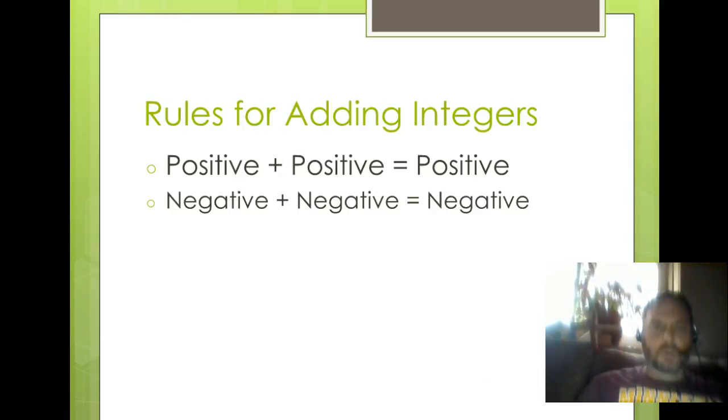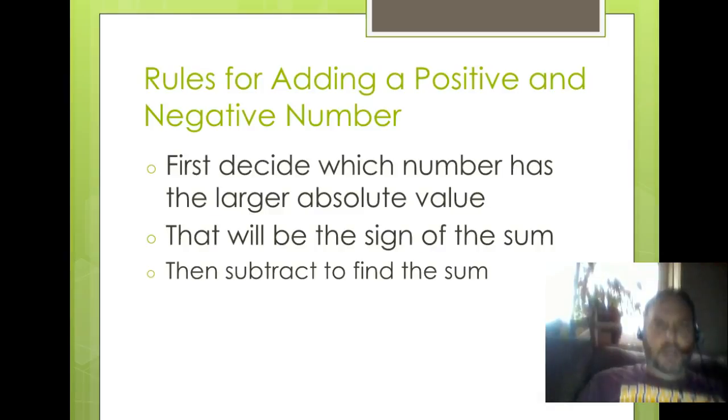We have some simple rules for adding integers. A positive number plus a positive number equals a positive number, and a negative number plus a negative number equals a negative number. All right, so let's take a look at a little bit more complicated scenario. What if we're taking a positive number and a negative number and we're combining them?